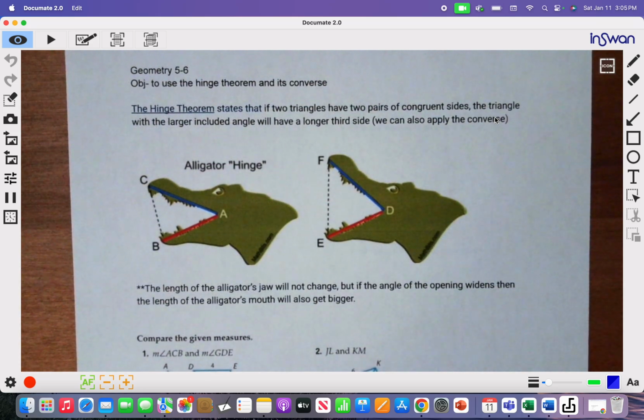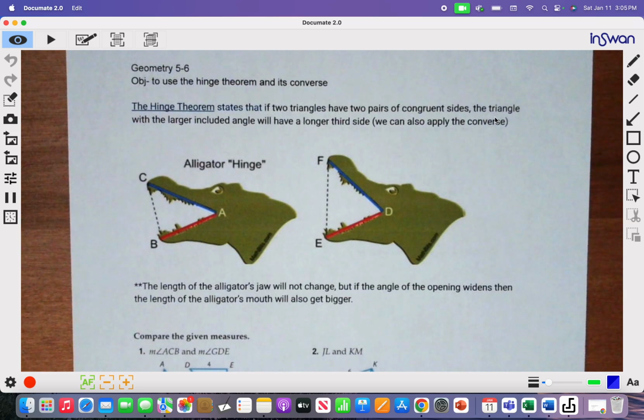This is section 5-6, and we are using the hinge theorem and its converse in this section. So the hinge theorem basically says that if we're comparing two triangles, and we have two side lengths that are congruent in each triangle, then the one with the larger included angle will have a longer side that's opposite it, and the converse.